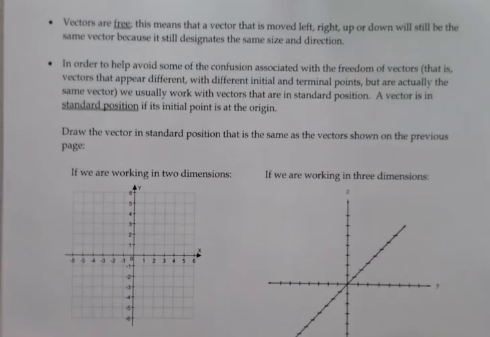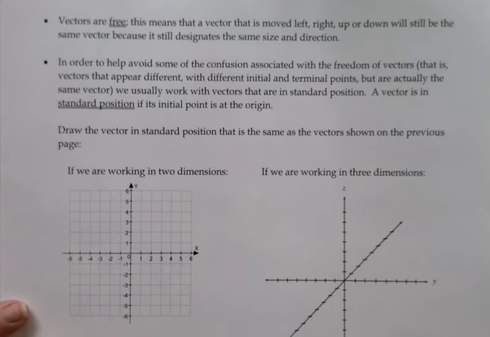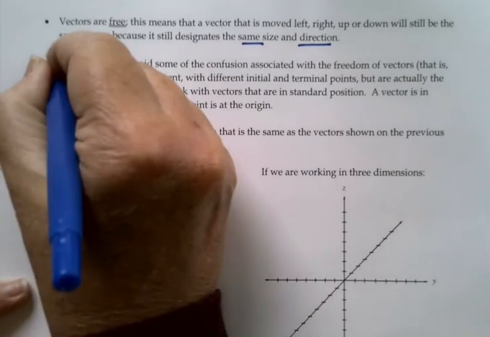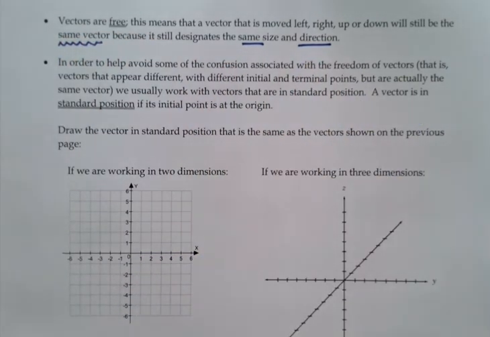So again, there's that definition right at the top. Vectors are free, meaning that we can move them left, right, up, or down, but they'll still be the same vector, because it still designates the same size and the same direction. So we always have the same vector if the same size and same direction are satisfied.